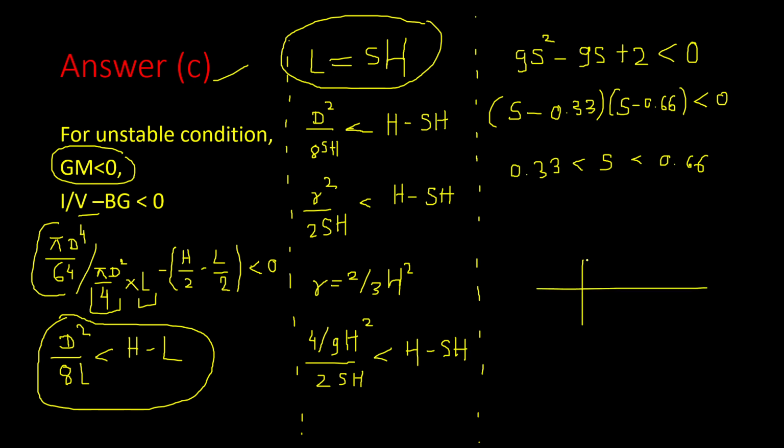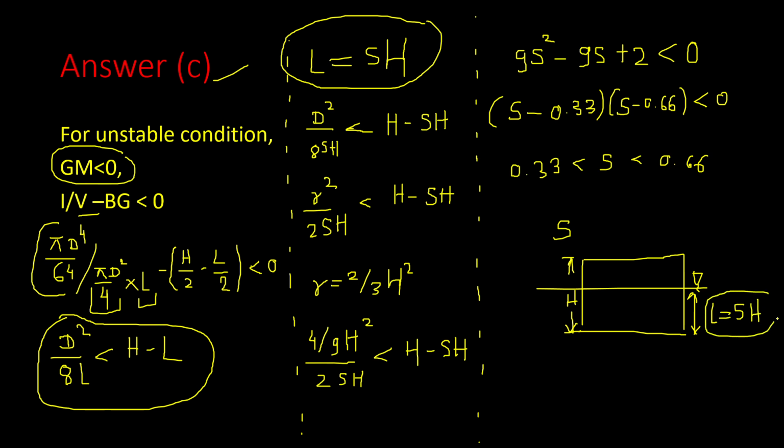Whenever any block of specific gravity S which has the height capital H is floating on water, so the height which is underwater, this height can be calculated directly as specific gravity into H. Okay, so using this we'll get L is equal to S into H.